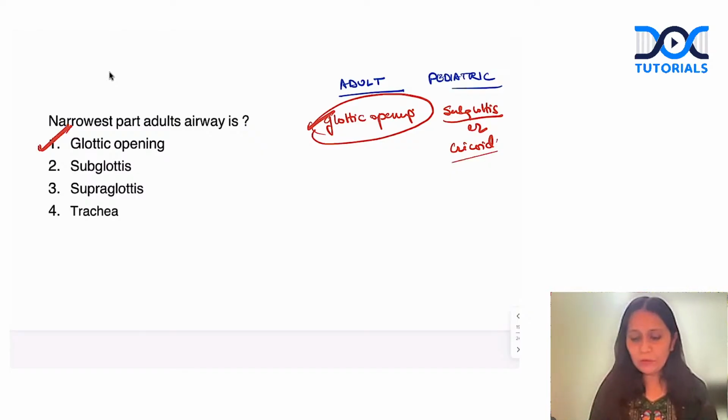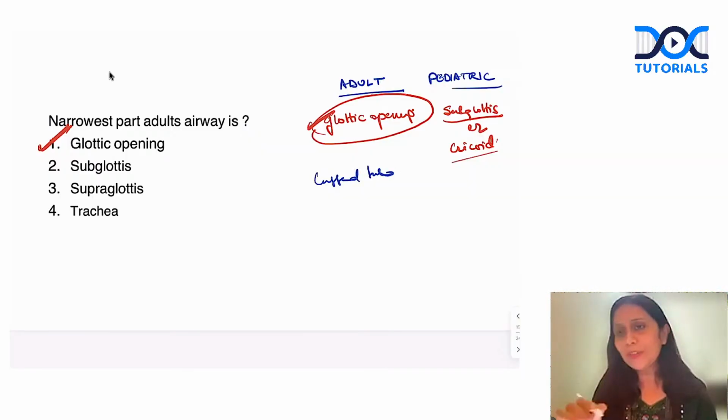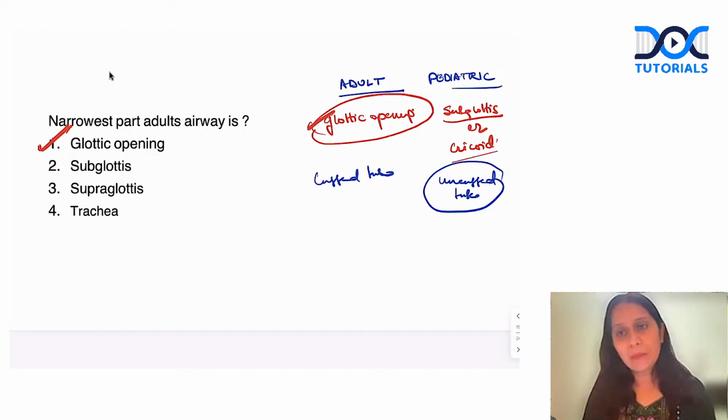That's why in adults we always put a cuffed tube, so that when the tube and cuff cross the glottic opening, it will not cause trauma anywhere else. And in pediatrics, for a certain age group, we use an uncuffed tube, because a cuffed tube can impinge at the subglottic level and can cause subglottic edema. So an uncuffed tube is preferred for very small children because the cricoid or subglottis is the narrowest part. So this was another question.